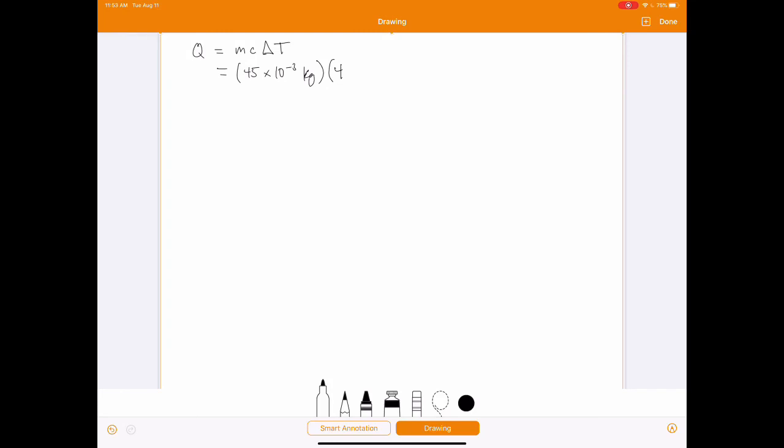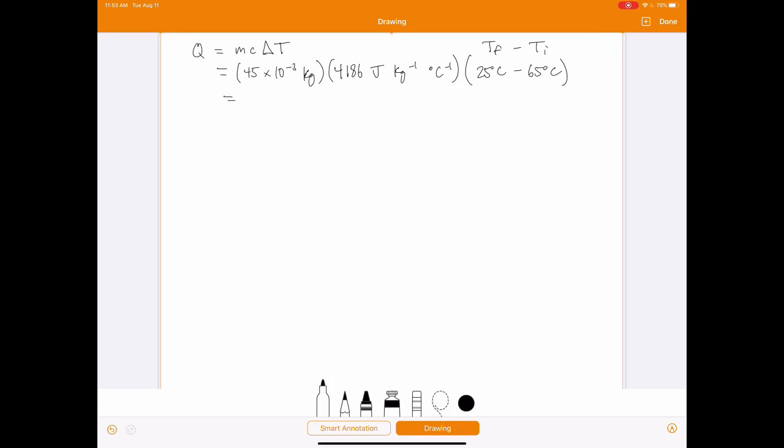Specific heat is 4,186. We have joules, and then kilograms to the minus 1, and degrees Celsius to the minus 1. And then we have our temperature change, which in this case, our final temperature is 25 degrees Celsius, and our initial is 65 degrees Celsius. So that's here, T final minus T initial. That's what we mean by delta T.